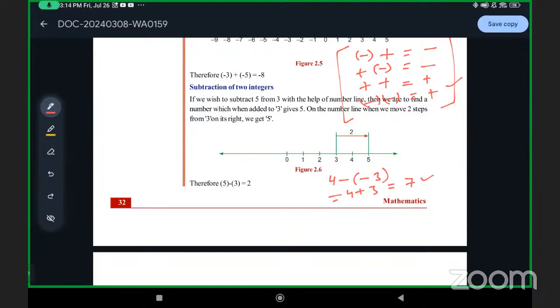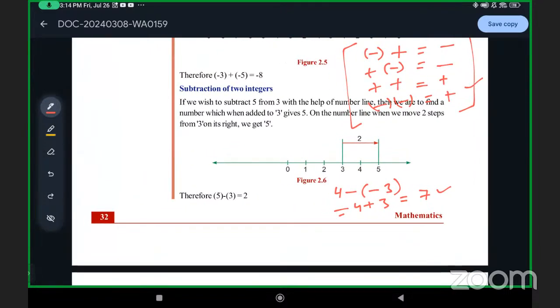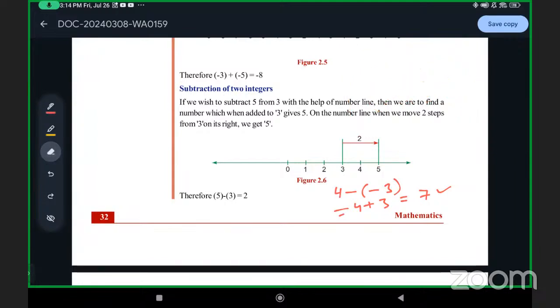Okay. So we'll move forward. Now, subtraction of 2 integers on the number line. If we wish to subtract 5 from 3 with the help of number line, then I'm explaining this. Then we are to find a number which when added to 3 gives 5.